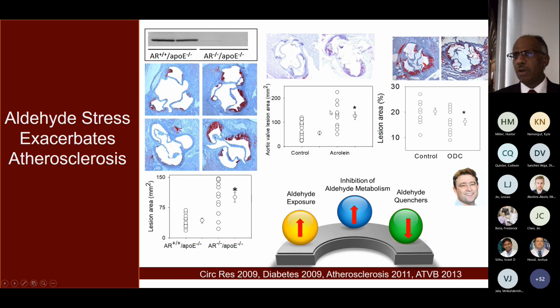Then the next series of experiments we did was, okay, if you give aldehydes by themselves, what happens? Exposure to aldehydes like acrolein exacerbated the atherosclerotic lesion formation. And then carnosine, one of the molecules which quench these aldehydes, decreased lesion formation by decreasing the aldehyde content in the lesions. So essentially, three independent experiments show that exposure to aldehyde increases lesion formation, inhibition of aldehyde metabolism increases atherogenesis, and if you quench the aldehyde, then you decrease atherosclerosis by decreasing the lesional aldehyde content. This carnosine study was done by Oleg Barski, who since then has moved to NIH.